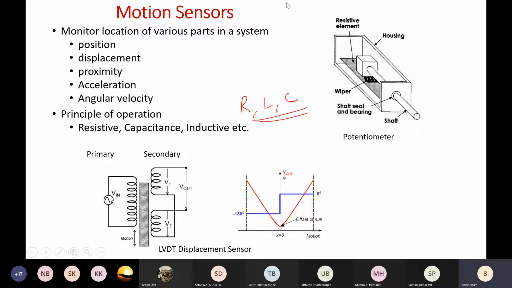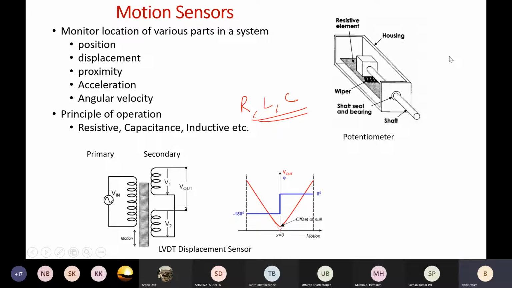Okay. So the first motion sensor which will come to your mind is the simple potentiometer. Potentiometer is a very simple motion sensor which can be used to measure position or displacement. And in this potentiometer, the resistive mechanism is used to convert the position or displacement into voltage change. Okay.